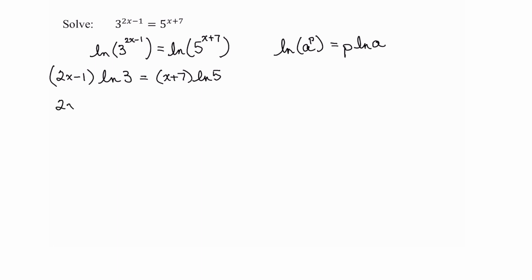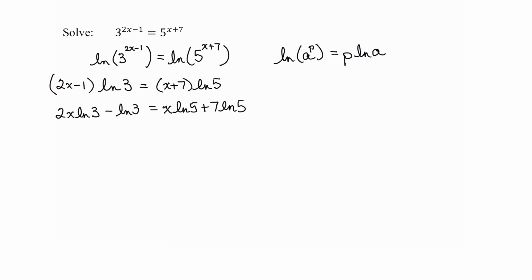So I have 2x times the natural log of 3, and then negative 1 times the natural log of 3 is negative the natural log of 3, is equal to, and then x times the natural log of 5 plus 7 times the natural log of 5. Now we want to go through and get all the terms with the variable on one side of the equation. So I have my term 2x times the natural log of 3 has an x in it, minus the natural log of 3 does not have an x. On the other side of the equal sign, x times the natural log of 5 has the variable x in it. So we want those on the same side.